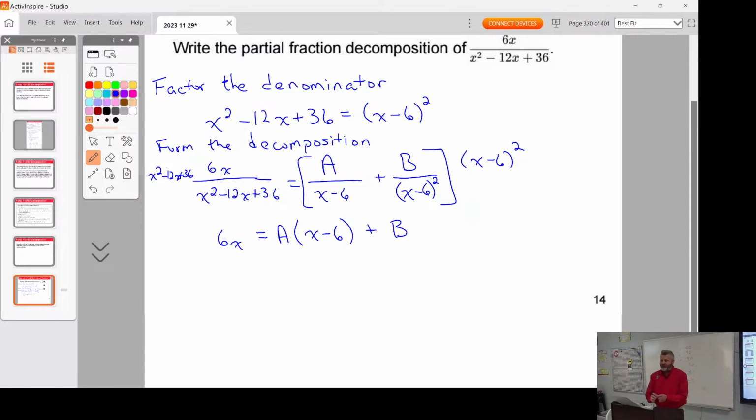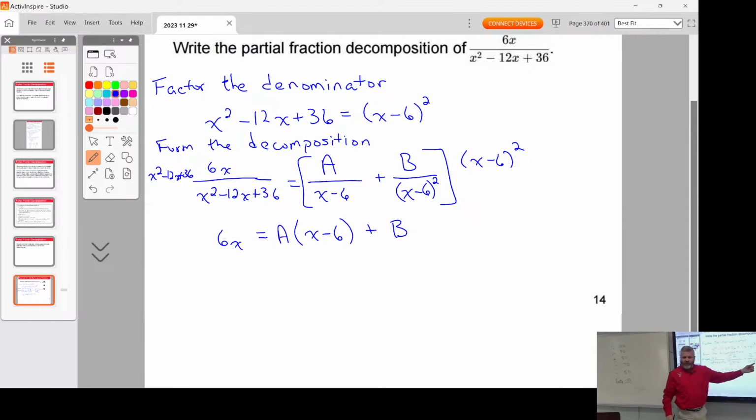Because the common denominator is x minus 6 squared. That is both denominators. This one has both of them. This one only has one of them. But both of these go into that evenly.